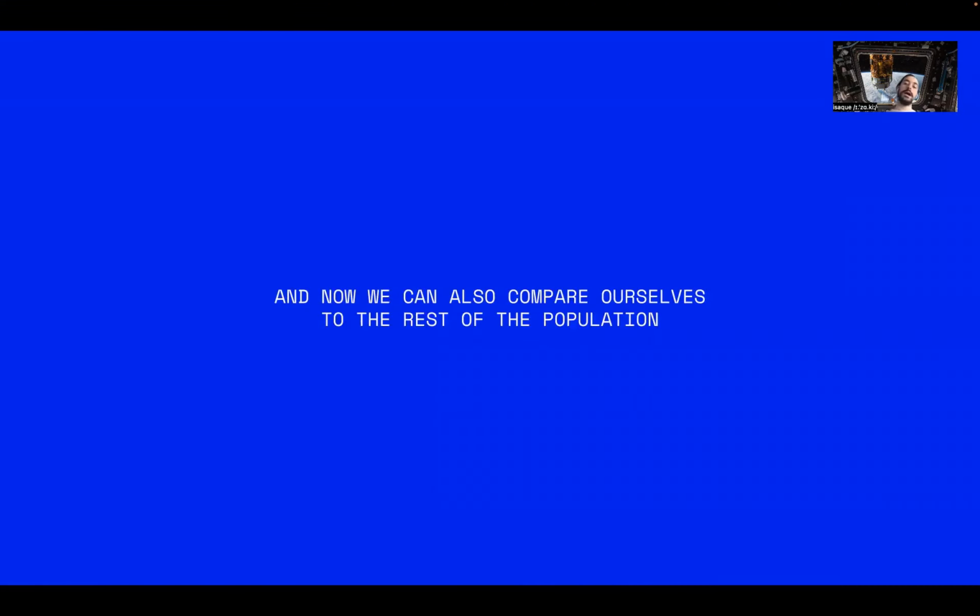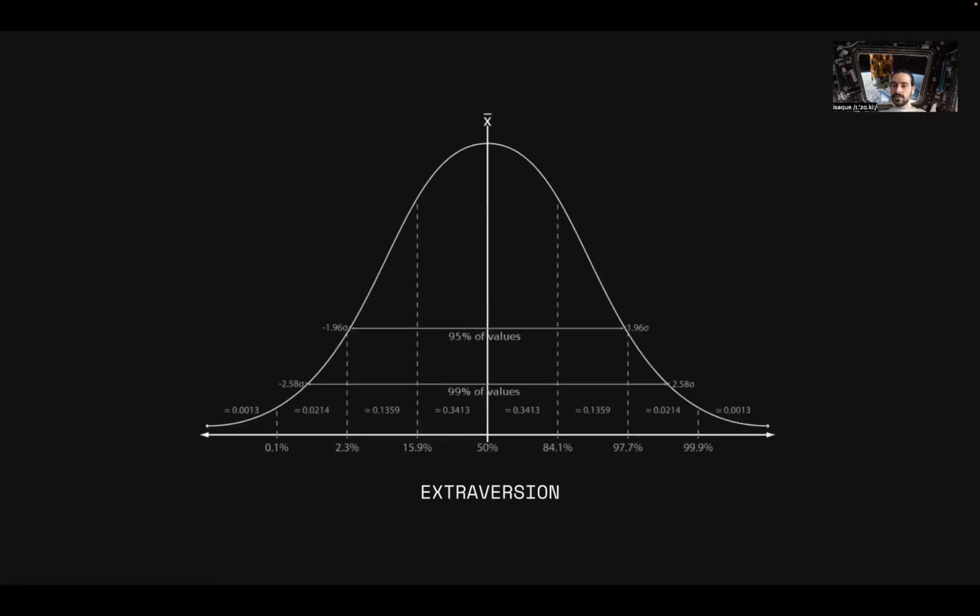Cool. And now we can also compare ourselves to the rest of the population. So how do we do that? Well, if you have time on your hands, you can go to this link and find your Big 5 personality traits. These are personality traits, very scientific, that also organize themselves in a normal distribution. So for example, what are the chances of meeting someone with a level of extroversion above 84%? If extroversion organizes itself in a normal distribution, and you are a person like me that's highly extroverted, with an extroversion of 84%, what are the chances that you're going to meet someone with a level of extroversion above 84%? Well, it's pretty easy.